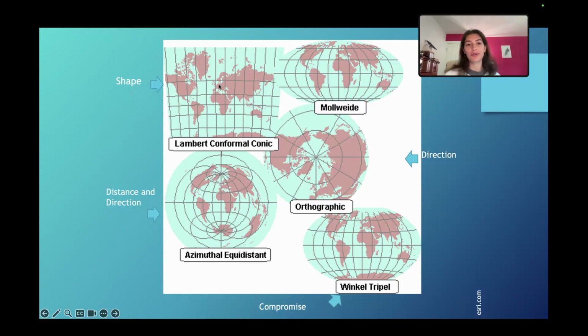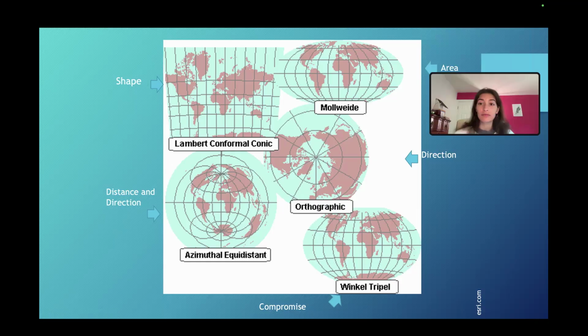Looking at that original figure we saw about 5 or 6 slides back, these variety of projections: Lambert conformal conic, Mollweide, orthographic, Winkel tripel, azimuthal. Your azimuthal equidistant is again trying to preserve distance and direction. So you can see there's multiple circles, multiple bands on that map trying to preserve the distance between things and the direction that they are to one another. Lambert conformal conic, which is a very commonly used one, is trying to preserve the direction and the shape.